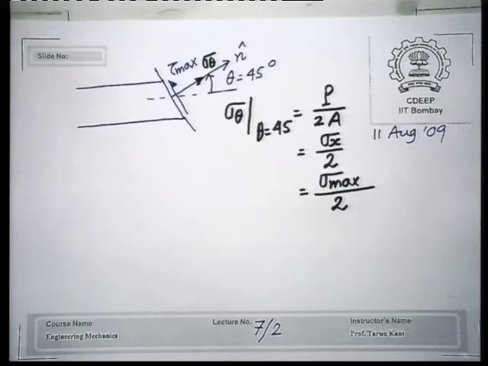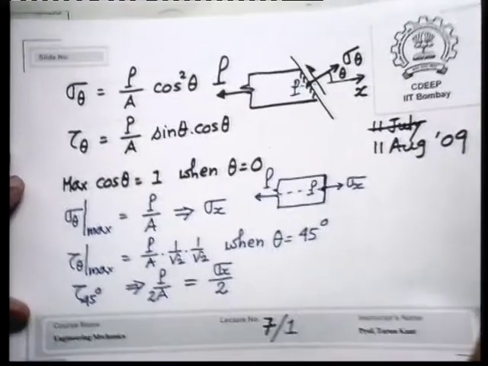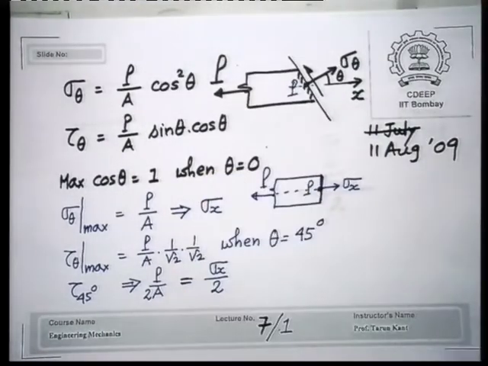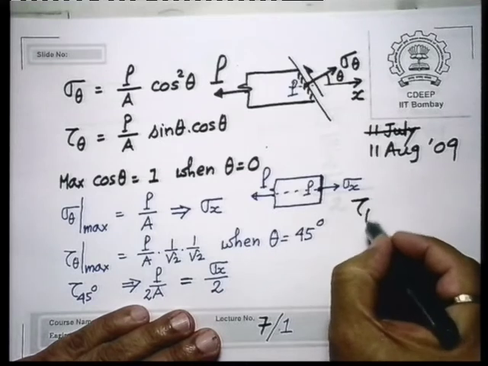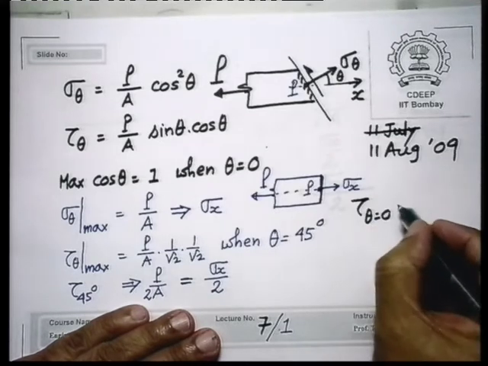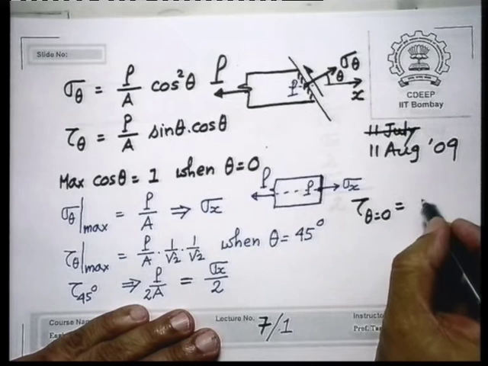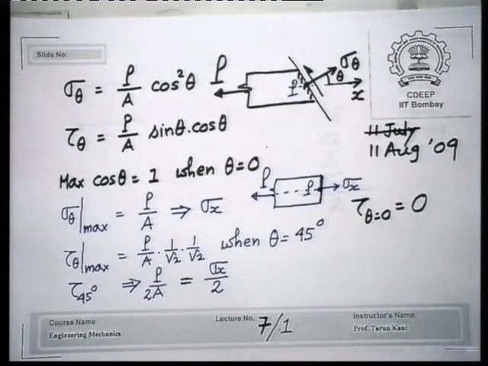You did not say anything about when theta equal to 0. When theta equal to 0, what is the value of tau? 0. So, on a plane where normal stress is maximum, shear stress is 0. So, this is a very important fact.